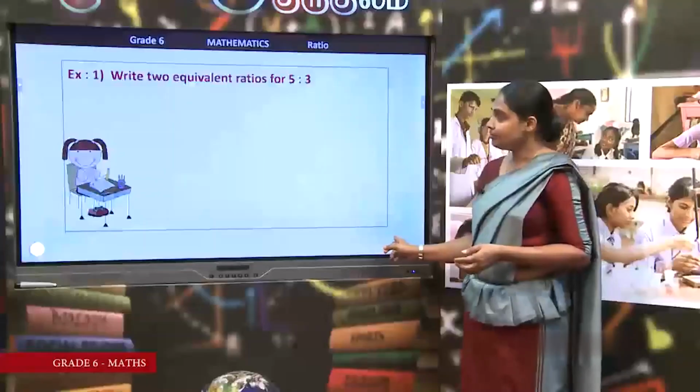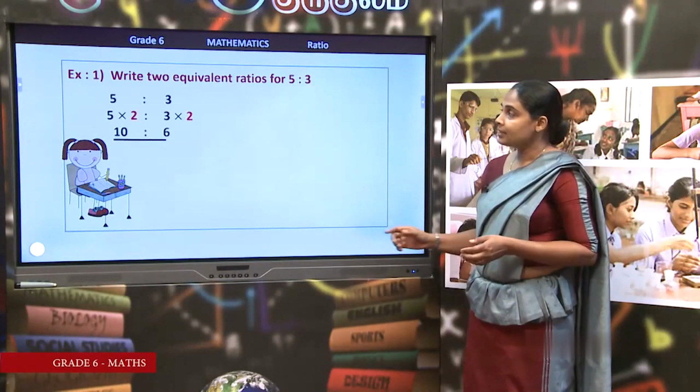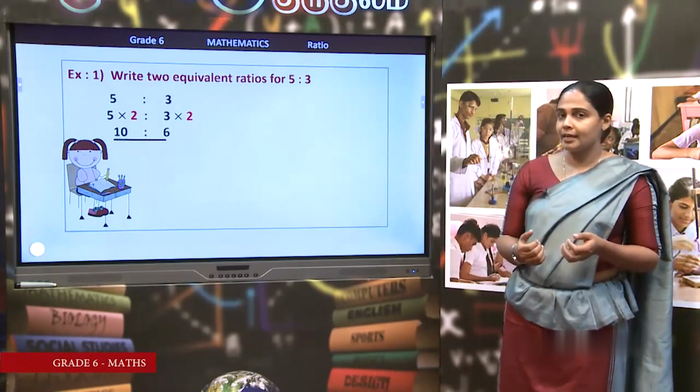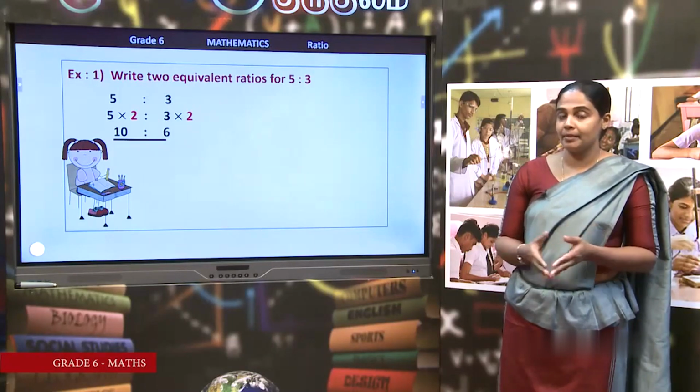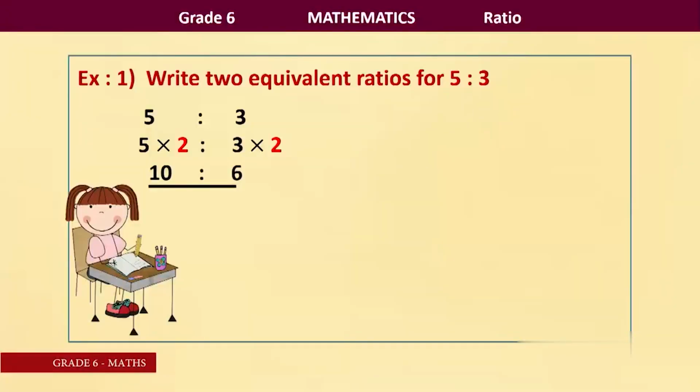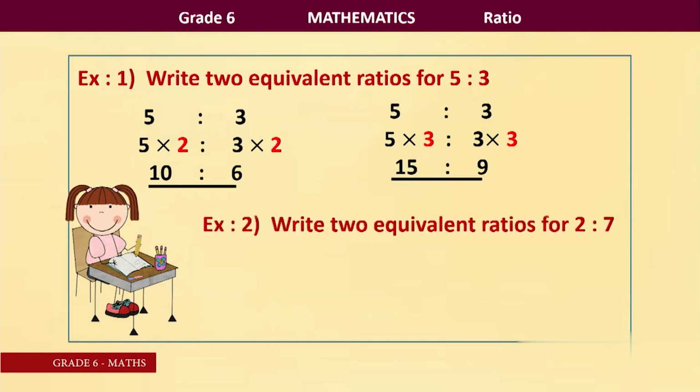Now, let's go to this example. Write 2 equivalent ratios for 5 to 3. How can we write them? You can use any number to multiply them. But here I multiplied them using 2. Then 5 by 2, 3 by 2, then the equivalent ratio is 10 to 6. Then here I used 3. Then 5 by 3, 15, 3 by 3, 9. Then the equivalent ratio is written as 15 to 9.